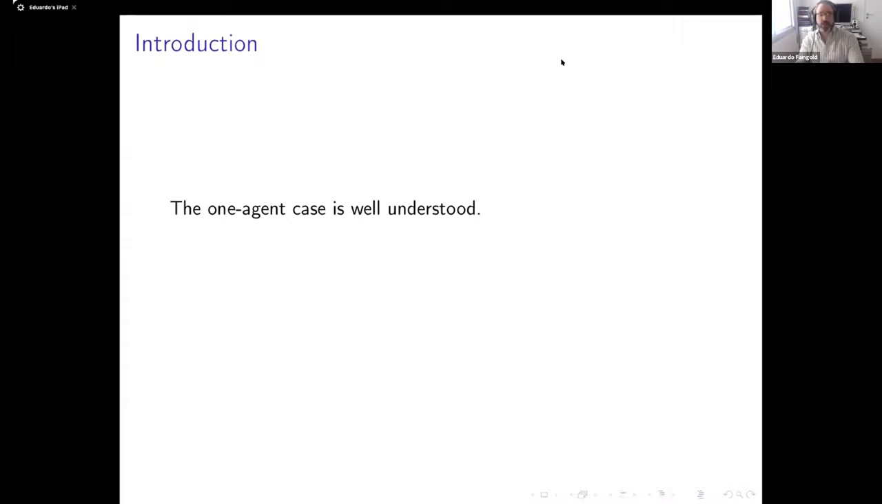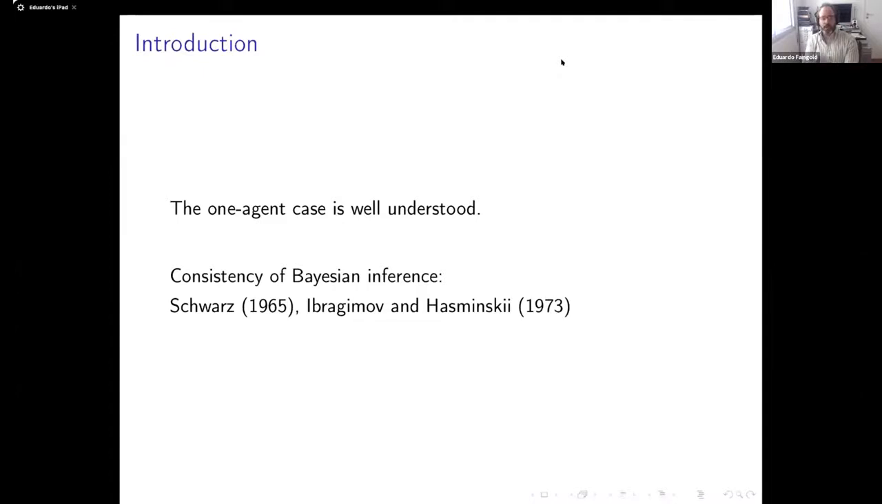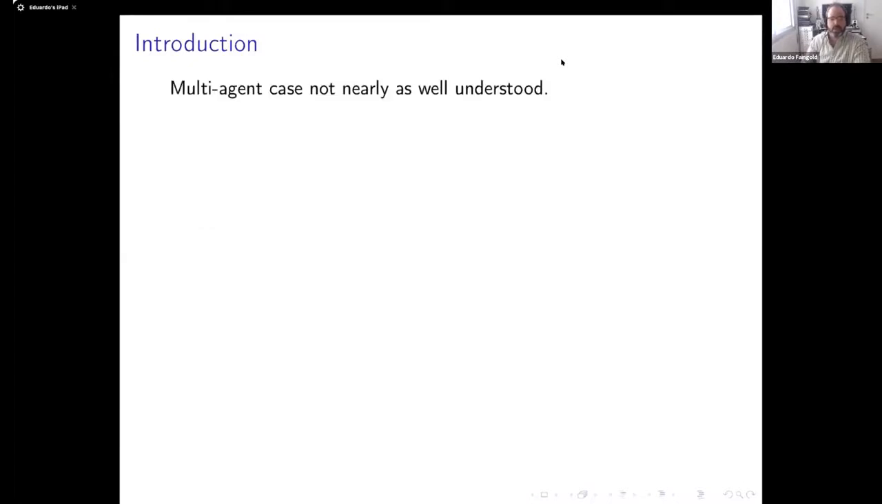Of course, the one agent case is well understood. That's just Bayesian statistics. If you open up a good mathematical statistics book, you're going to find lots of theorems about when posterior distributions converge to a point mass on the true parameter. And there are classic theorems by Schwartz from the 60s and a slightly more general result by Ibragimov and Khasminskii.